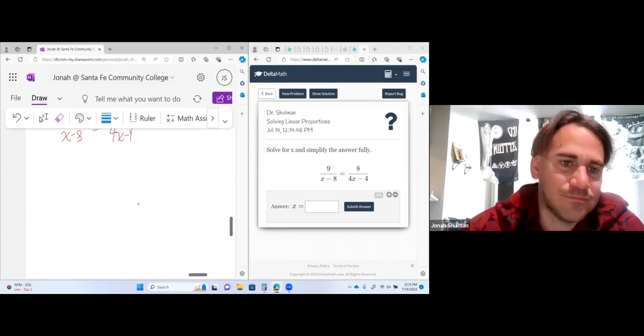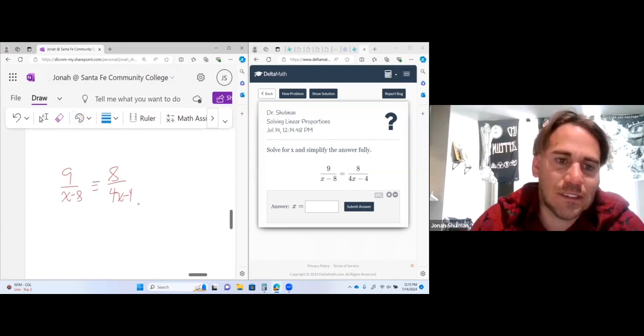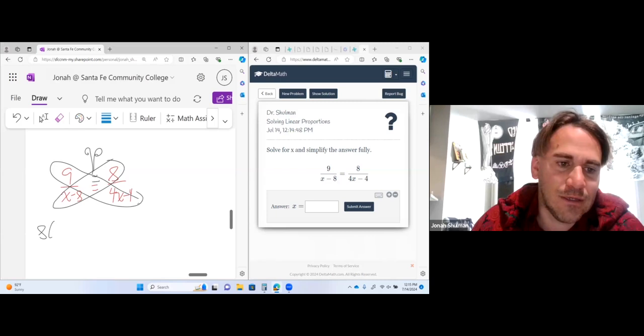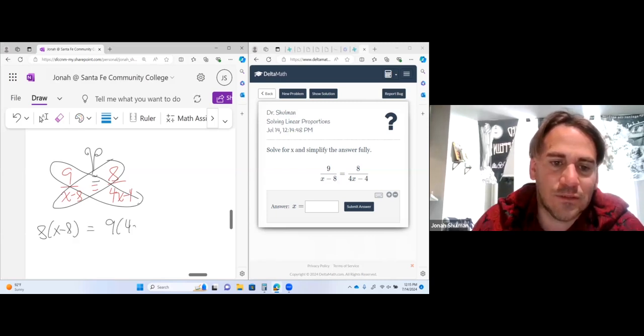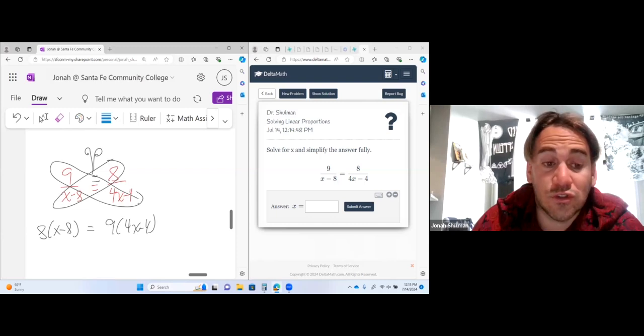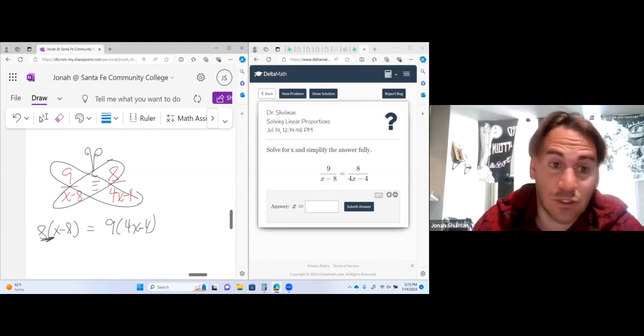First step, equal sign, looks like a thorax. There's my antenna, wings. So the first one is 8 times x minus 8. The other side is 9 times 4x minus 4. What do students usually mistake? They usually just multiply the first term. They forget they've got to multiply to both. The distribution has to happen to both, and then you're good to go.